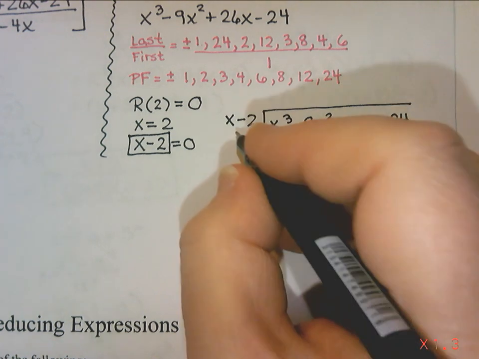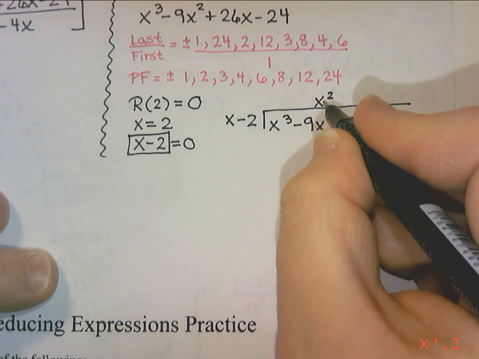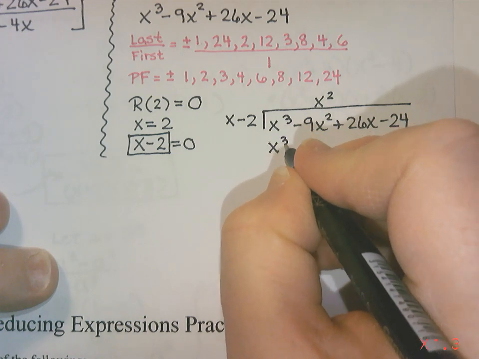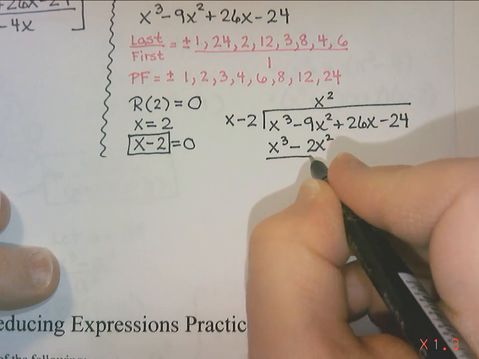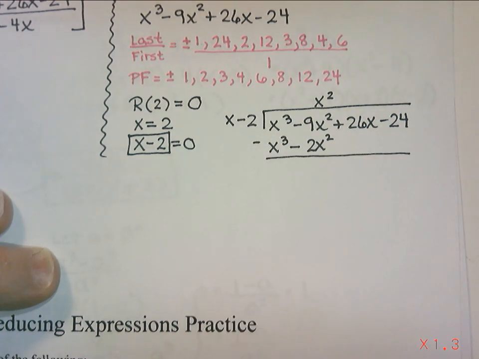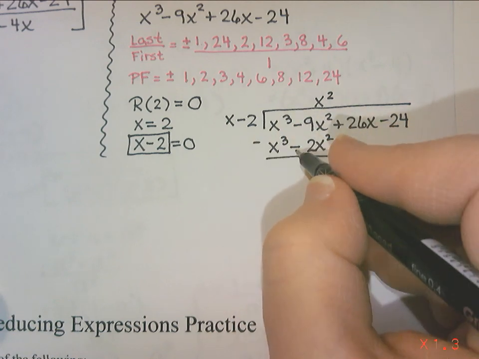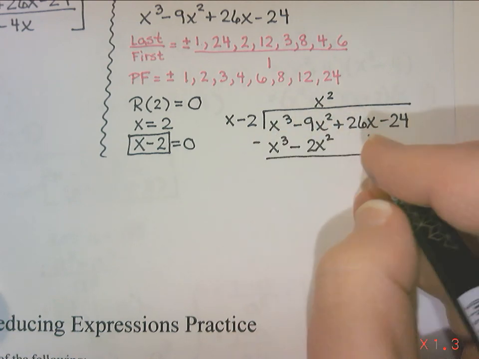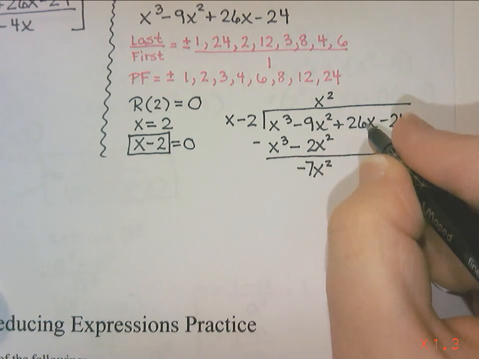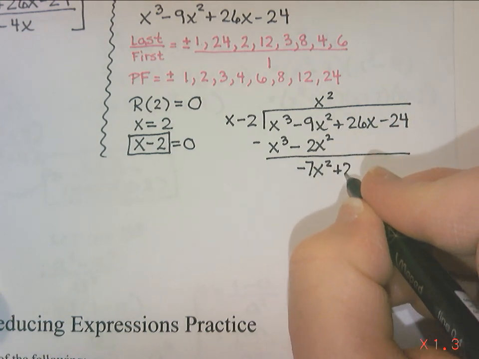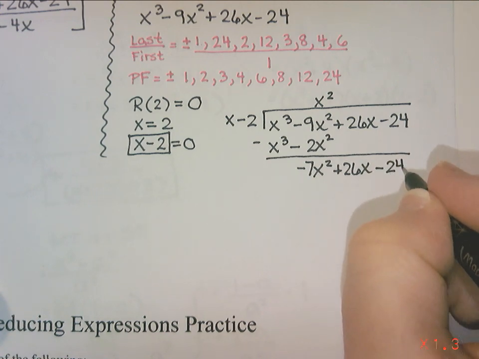Okay, so to turn an x into an x cubed, I would multiply by x squared. So x squared times x is x cubed, and then x squared times negative 2 is negative 2x squared. And then I would subtract to see what's left over. X cubed take away x cubed is 0. Negative 9 take away negative 2 is actually negative 9 plus 2, so that's going to be negative 7x squared. 26 take away nothing is 26x. And negative 24 take away nothing is negative 24.